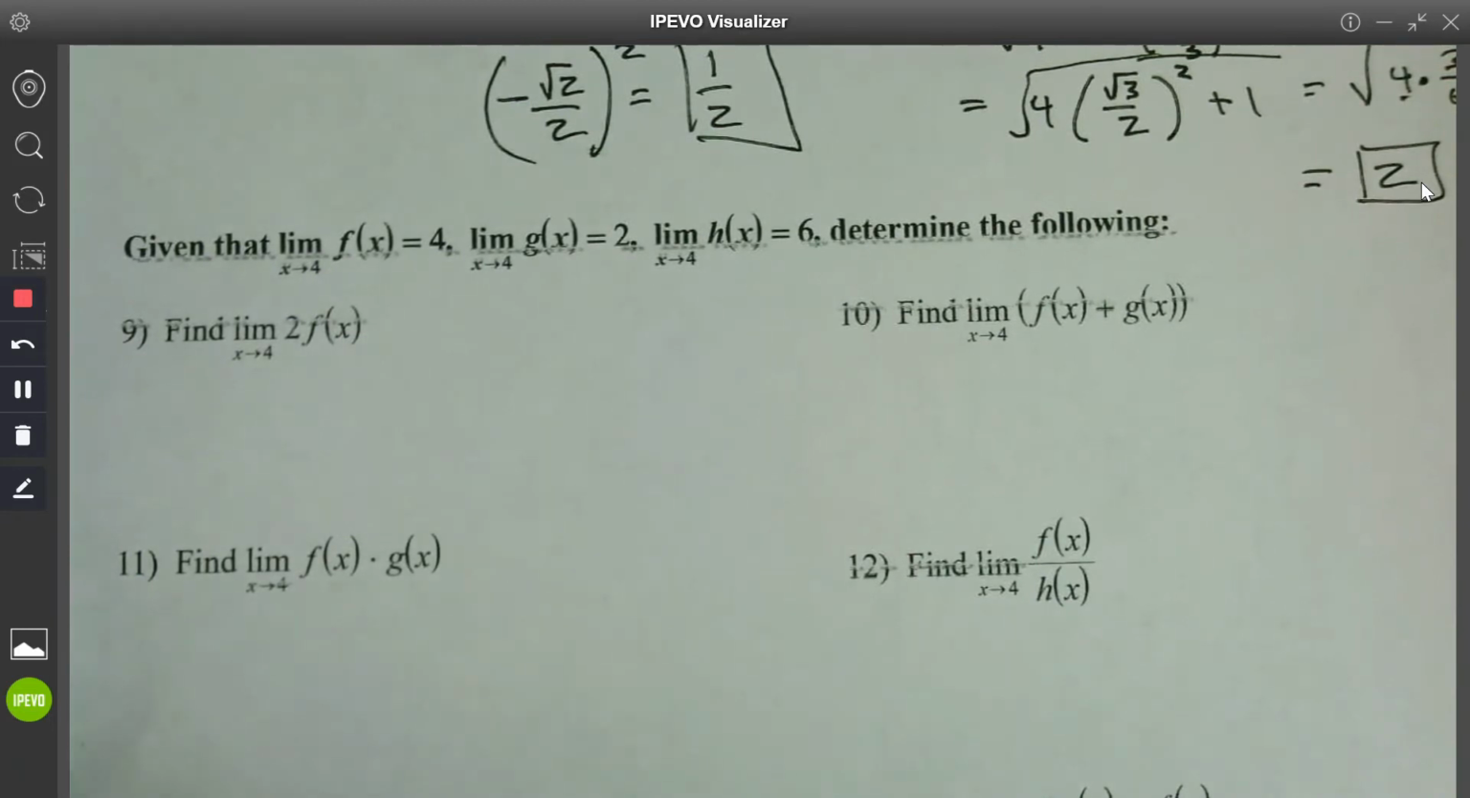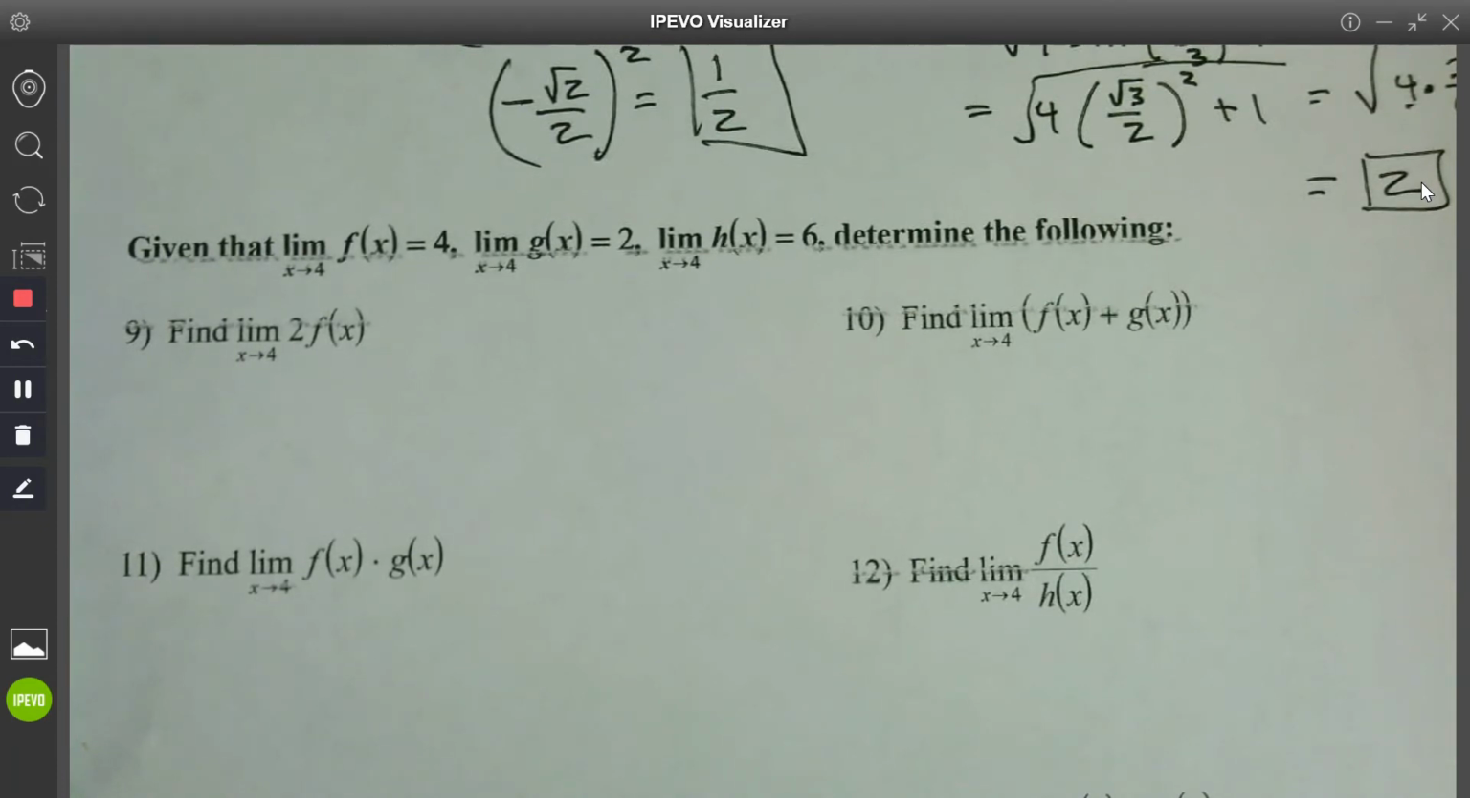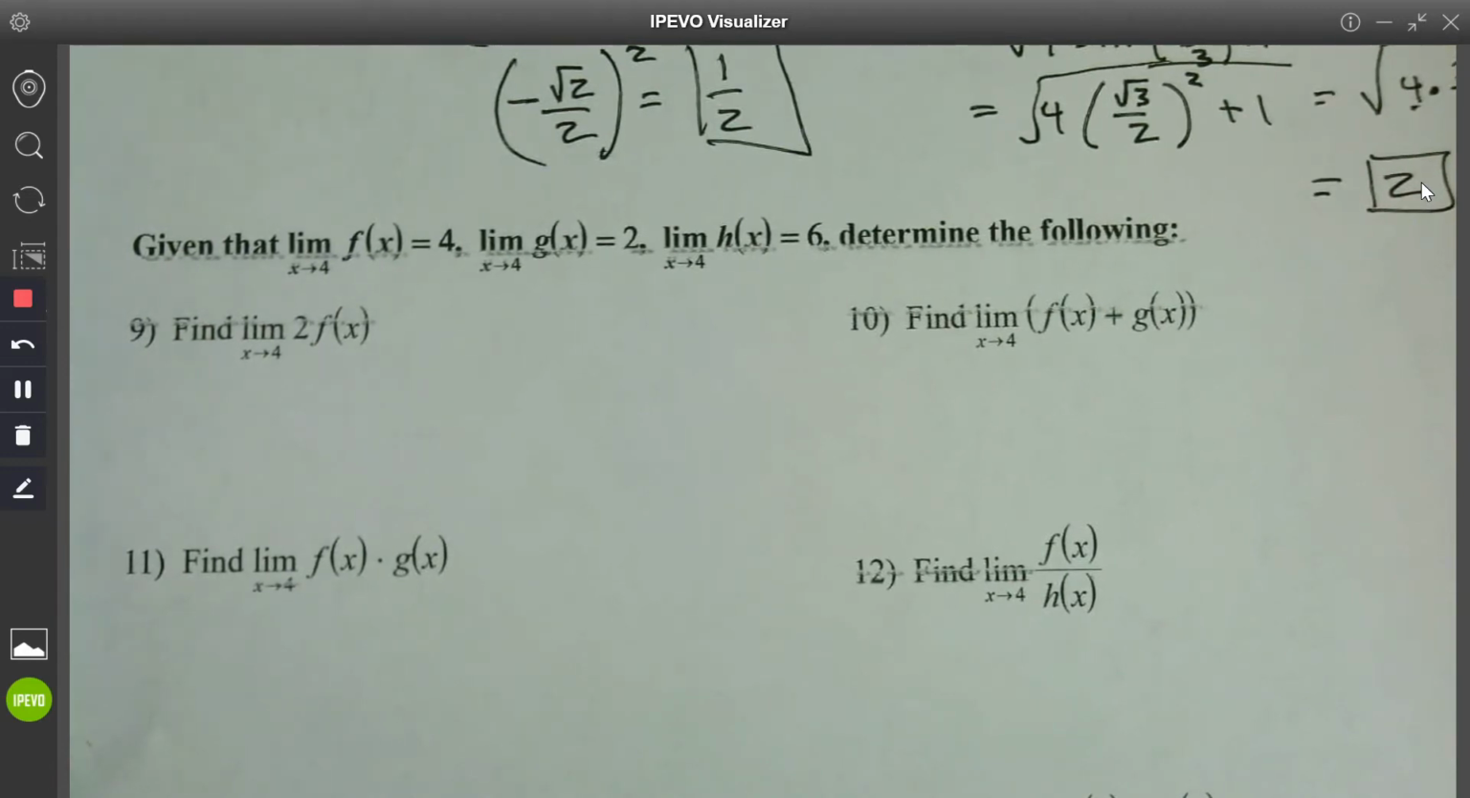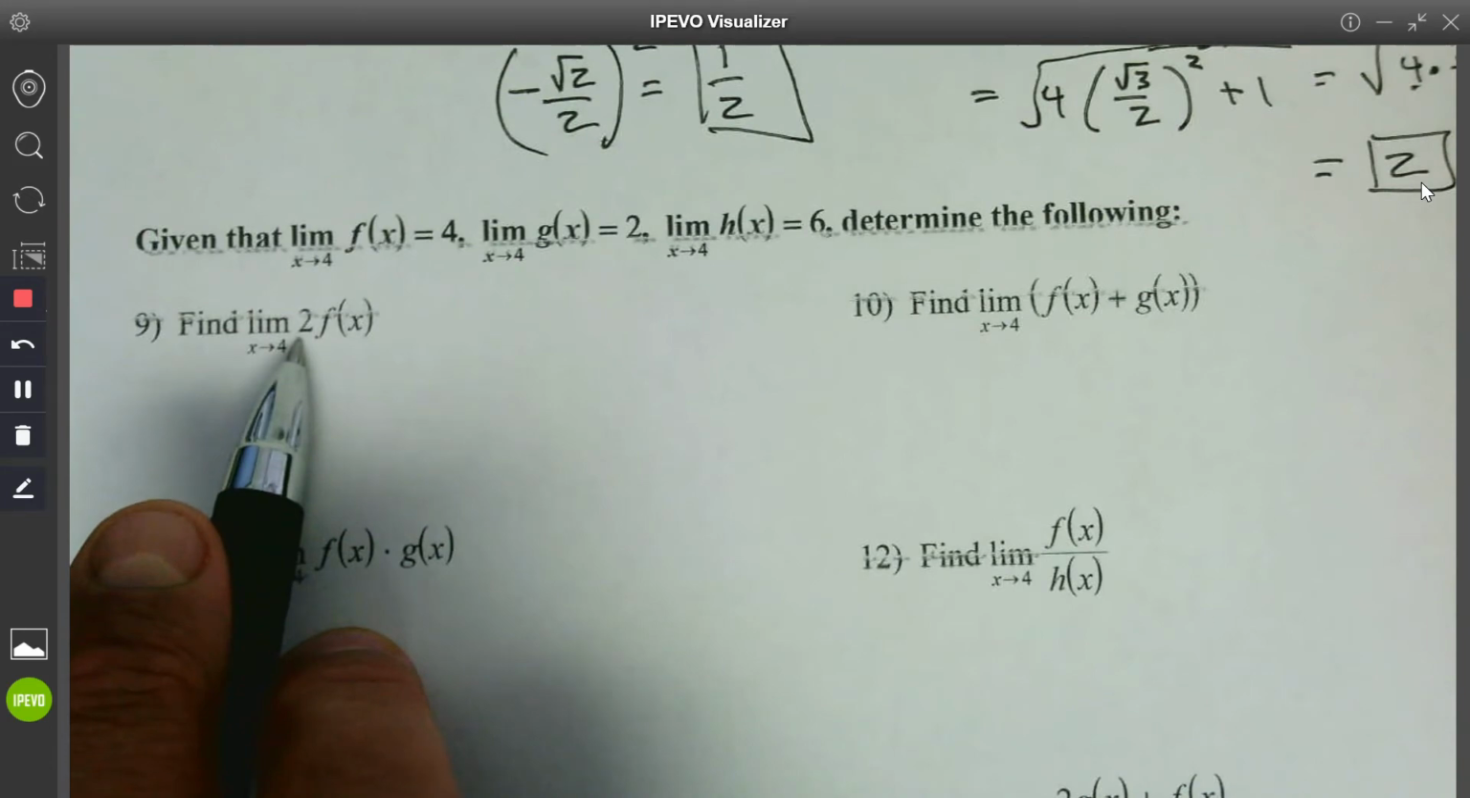Basically, they say we can multiply by a scalar. You can add limits together. You can subtract. You can multiply two limits together. You can divide as long as the bottom's not 0. You can raise to a power, and you can take a root of it, a radical. So the first one here is going to use the scalar, or the constant multiple.